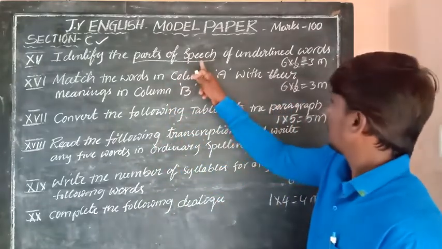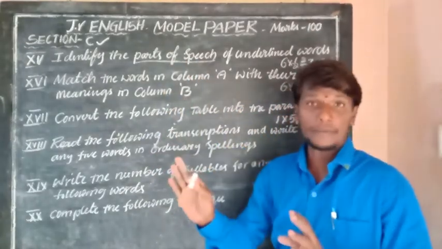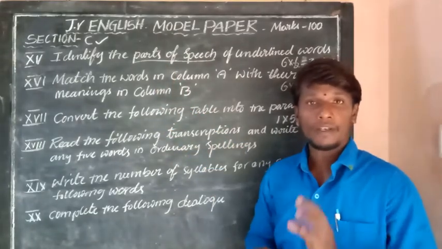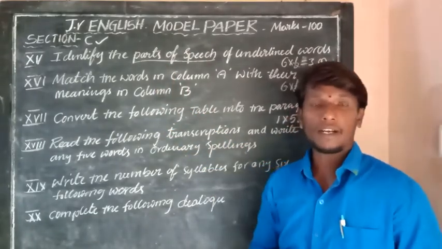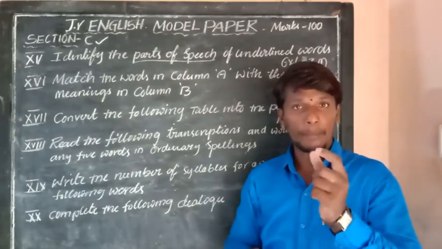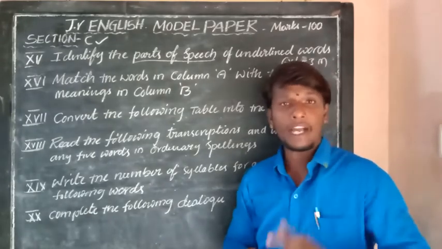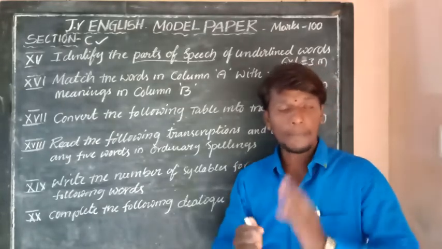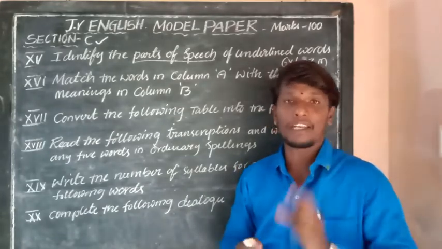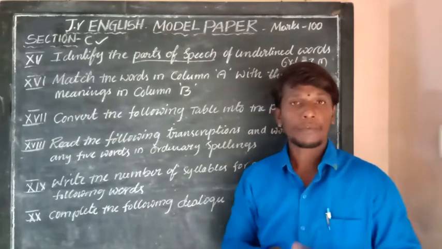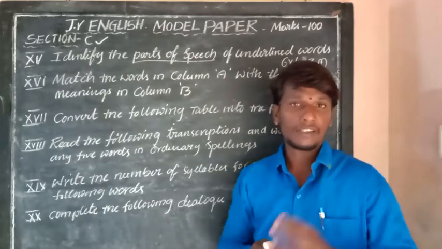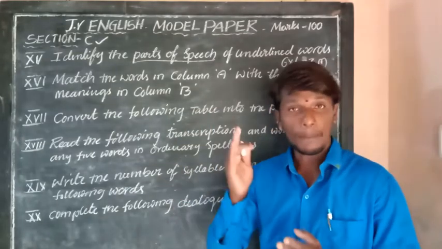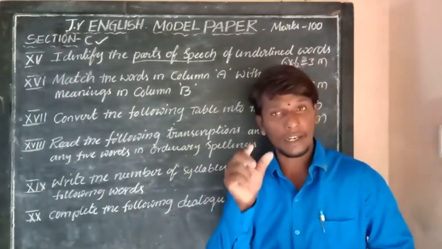So here, 6 sentences will be given. In all these 6 sentences a particular word is underlined. You need to identify what exactly the word is and what is the part of speech of that particular underlined word, whether it is a verb, adjective, preposition, conjunction or interjection, like that. You need to identify the parts of speech of the underlined words.